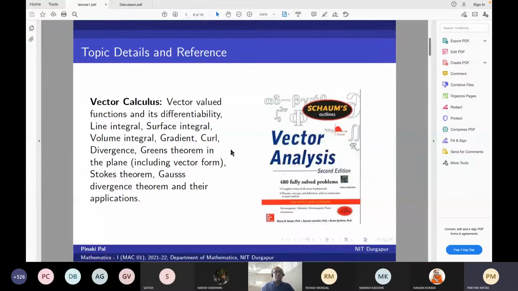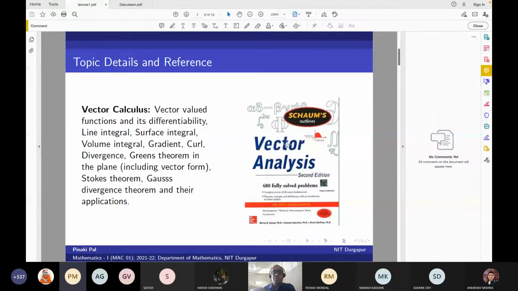Can you repeat the writer of the book? This is M.R. Spiegel. Let me just write it down. Do we need to purchase this book? Not necessarily. If you can afford, then fine. It will be a good collection. Otherwise, you can manage with the class notes and other materials which we will provide. This is not compulsory.